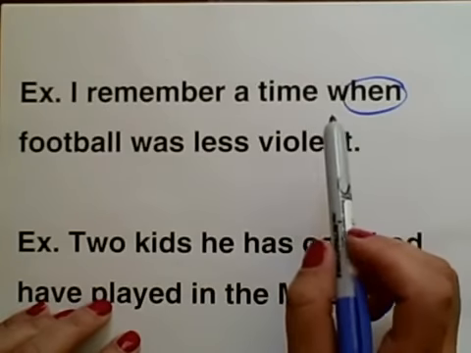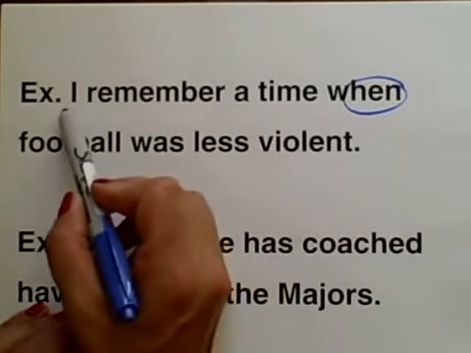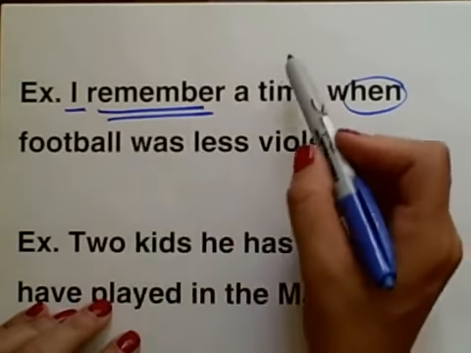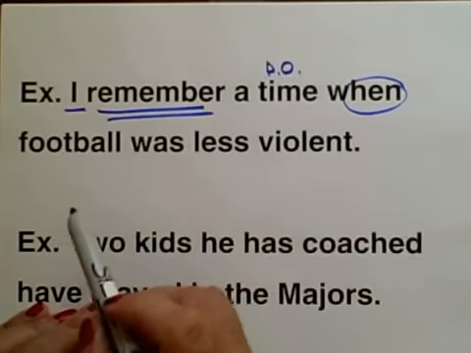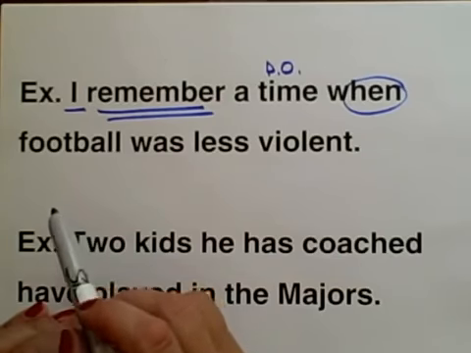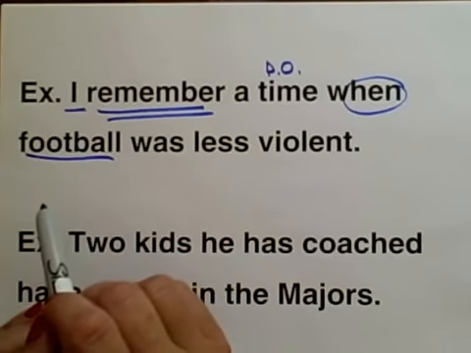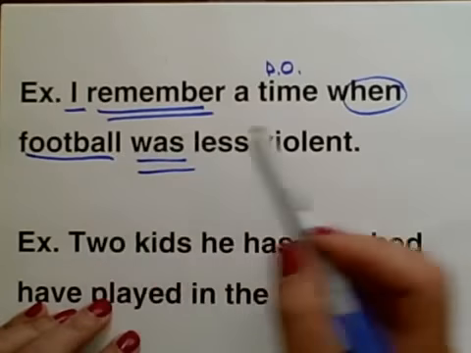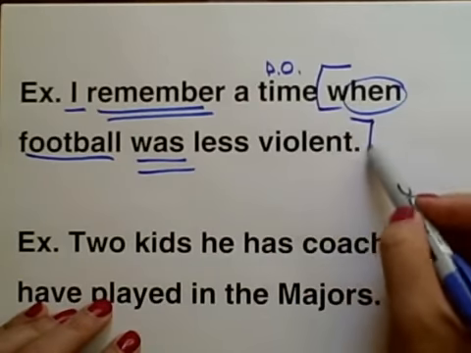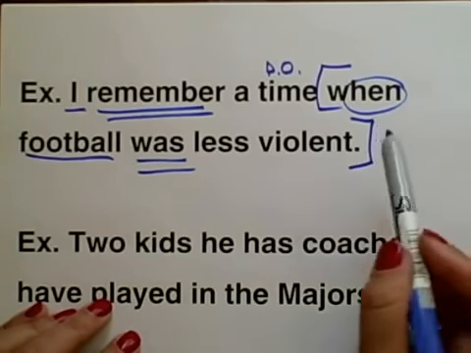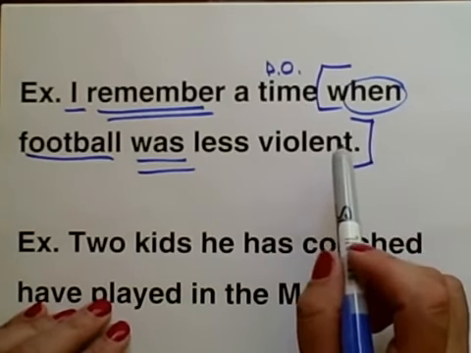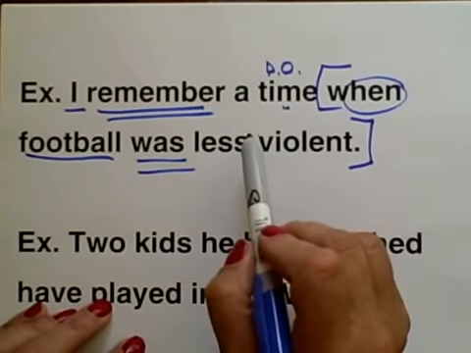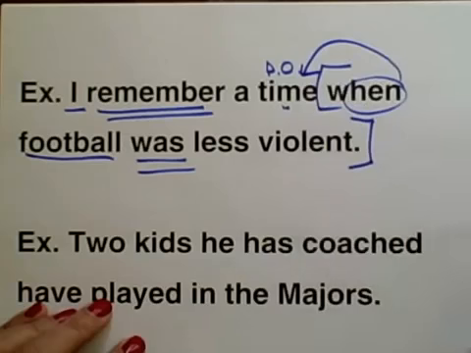In the main or independent clause, we have as our subject I and our verb remember. Time is a direct object in our main clause. In the subordinate clause, we have subject, football, and verb was. What does the clause modify when football was less violent? Since the adjective clause is at the end of the sentence, it must modify the word that comes right before it, time. Which time? A time when football was less violent.